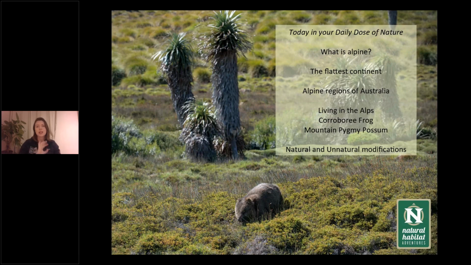And I also just wanted to talk a little bit generally towards the end about some of the natural and unnatural modifications that we're seeing in the alpine region in Australia, what that means for these species, what it means for moving forward, and just getting us thinking about what those impacts could be. And then again, if you have any questions, feel free to submit them throughout the webinar or towards the end, and I'll try and field as many of them as I can. Okay, so let's get stuck in.